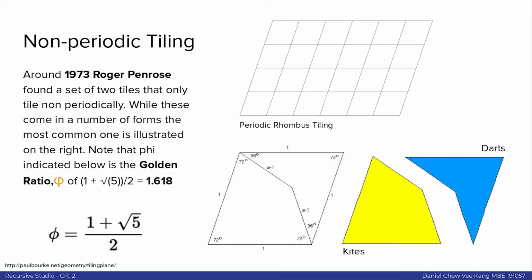Later on, in 1973, Roger Penrose found a set of 2 tiles that only tile non-periodically. While this comes in a number of forms, the most common one is illustrated on the right. This periodic rhombus tiling can be translated in any direction and look the same. But what he did next amazes me.